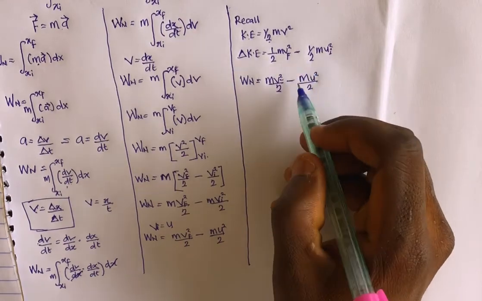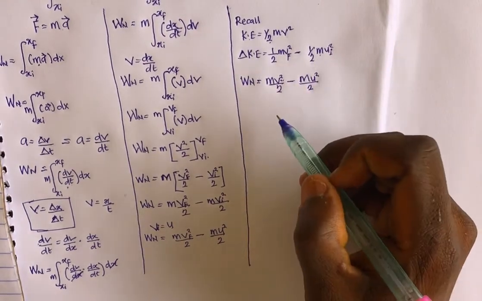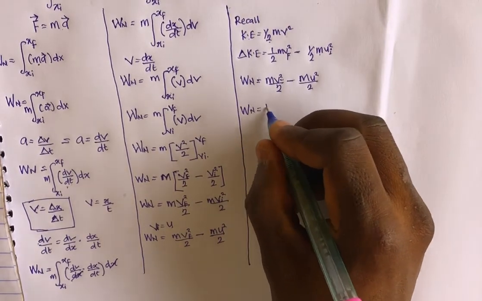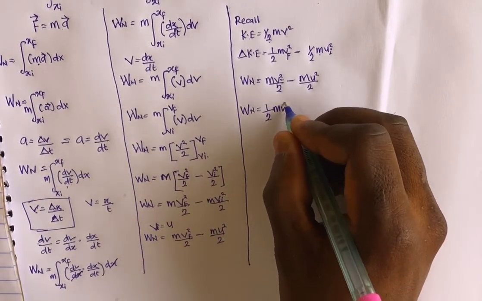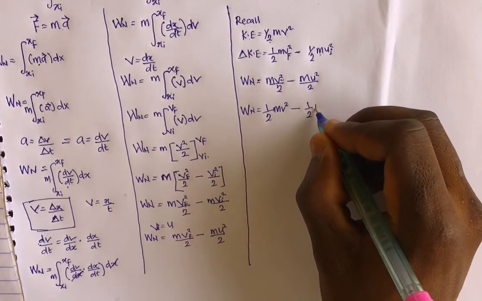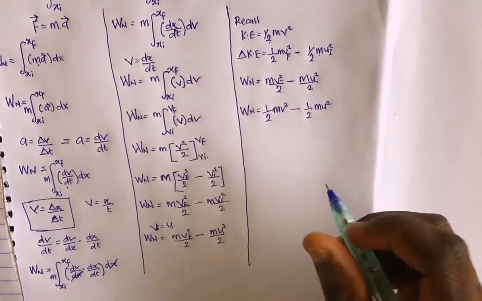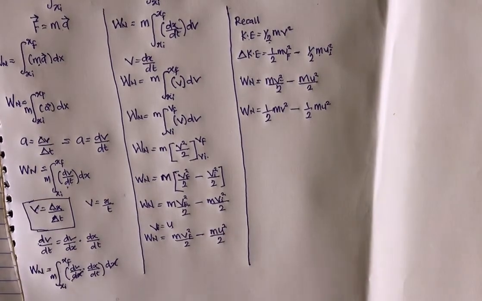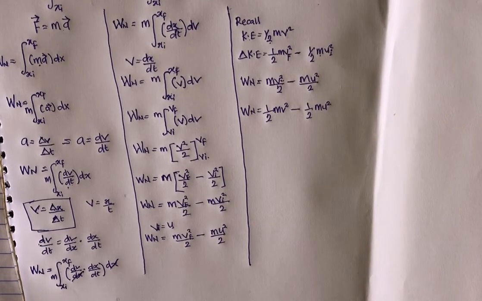What else can I do in order to make this equal to this? I can factorize 1 over 2 out, which gives net work done equals 1 over 2 mv squared, which is our final kinetic energy, minus 1 over 2 mu squared, which is my initial kinetic energy. Can you see now that we have proved that net work done equals 1 over 2 mv squared minus 1 over 2 mu squared, which is the change in kinetic energy.